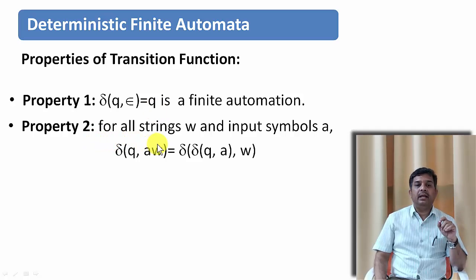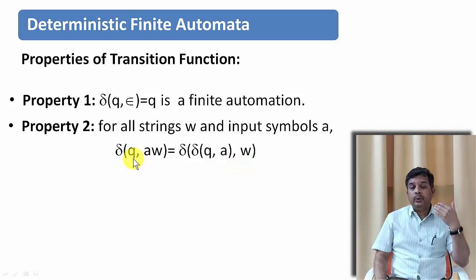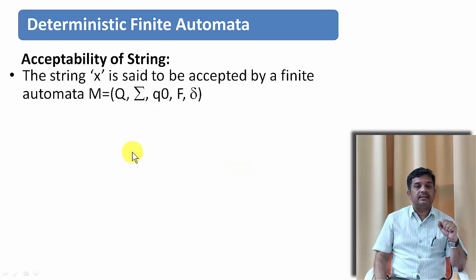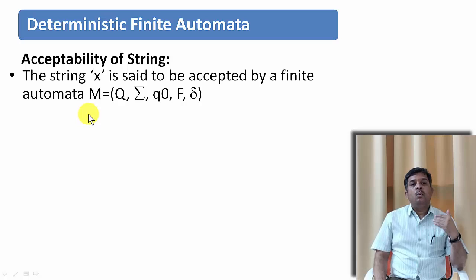And the second property: if there is a string whose first character is A, then the transition at a particular state on this string is nothing but the transition of Q on A, and whatever state I get, again the transition on W. While doing a problem, you will be able to understand this. Let us try to see what is acceptability of a string.